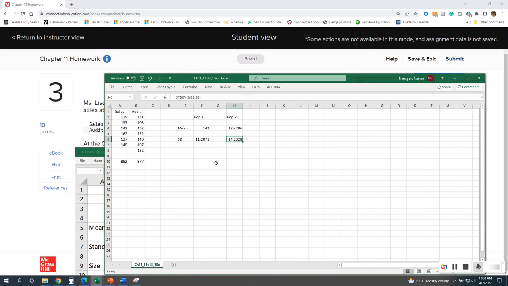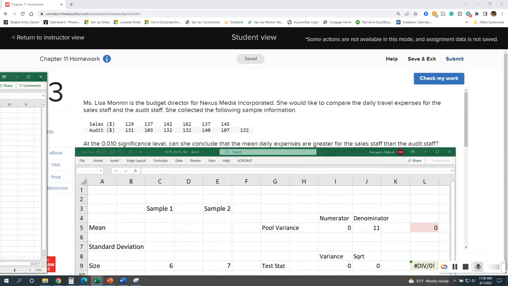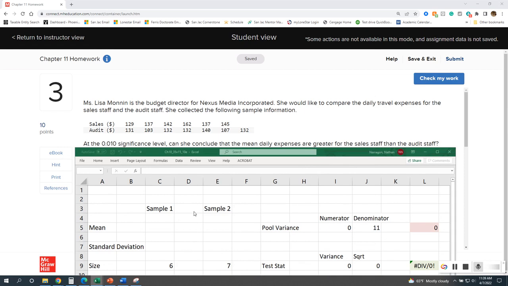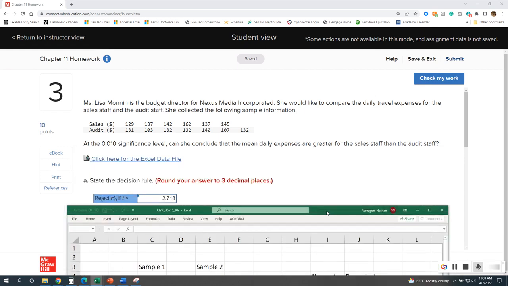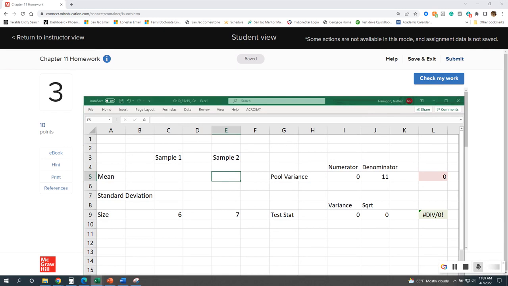All right. So we've got some fun formulas right here. So hopefully rounding doesn't hurt us too much. So I'm going to go ahead and put the means in. And currently the means aren't doing much for us, but I just like having them in just to keep everything proper. So 11.2071 and 14.2328.